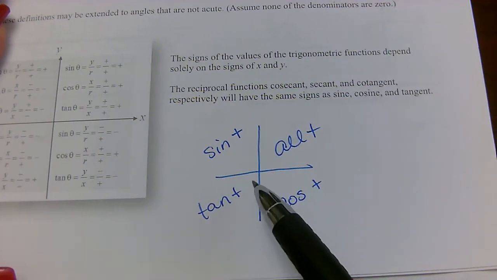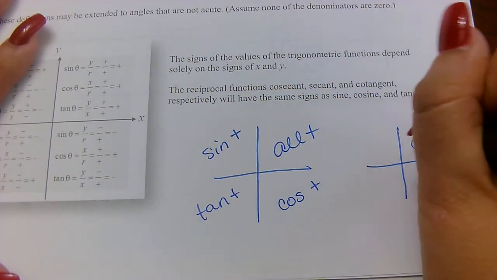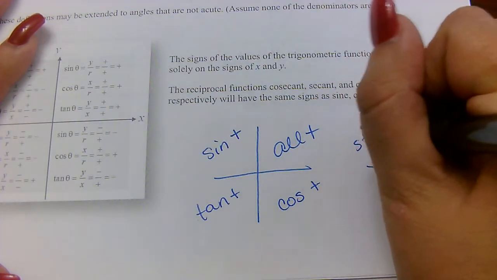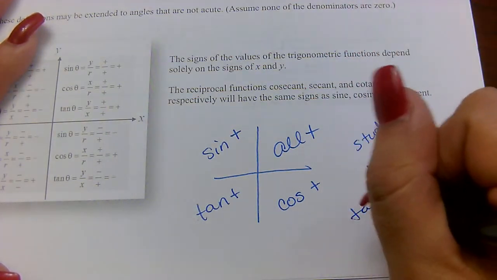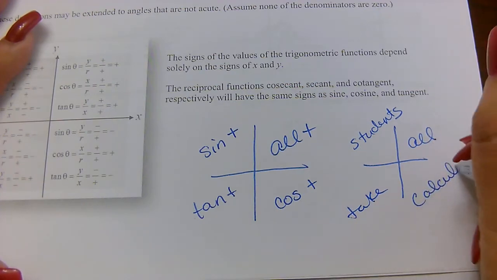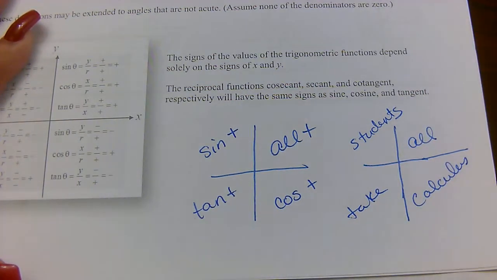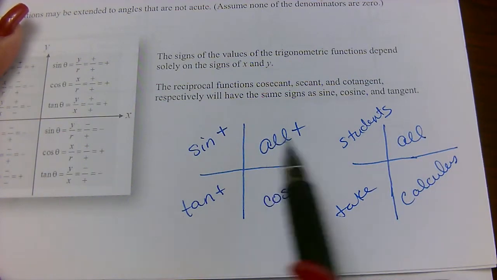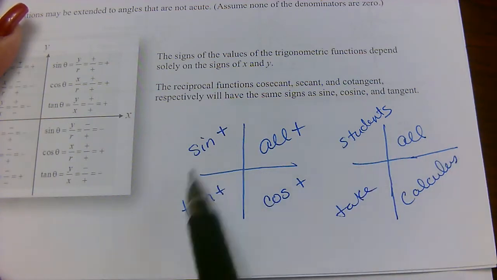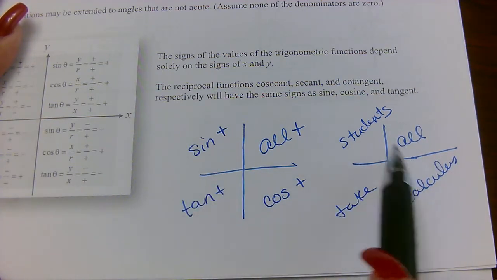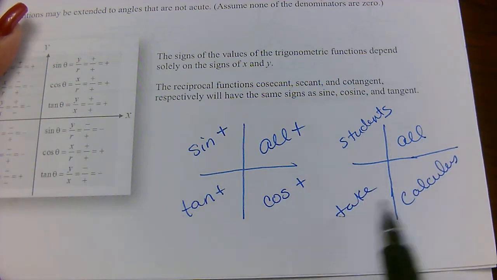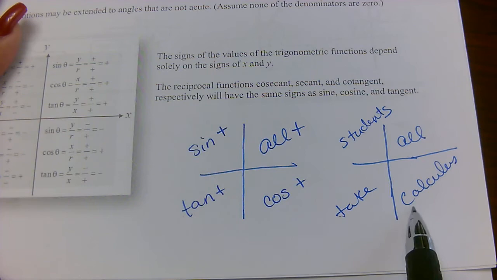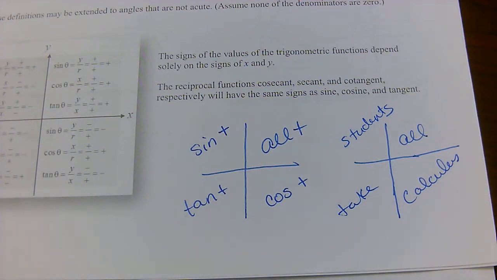Here's another way that you can think about it. It says all students take calculus. Okay, this actually helped some of my students in a previous semester. They said, you should definitely explain this because that helped me a lot. So all students, all sine, take calculus, tangent, cosine. So this is a simpler way of remembering which is positive in which quadrants. All right, let's go on to the next page.